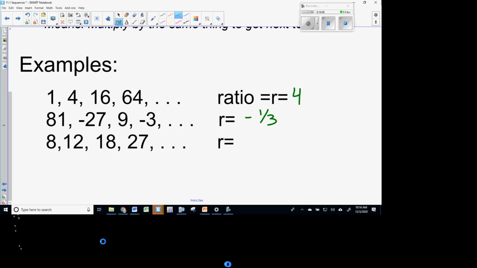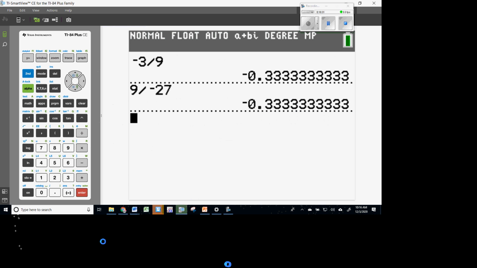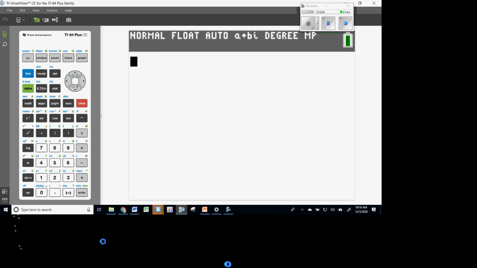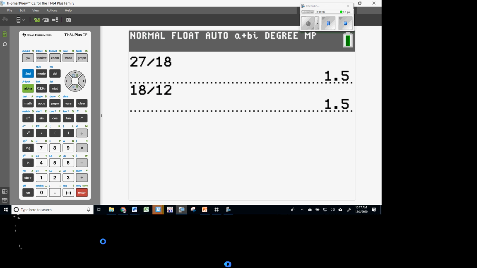What about multiply? Well, to look at that, let's go to our calculator. And as we look at that, I have 27 divided by 18. Now through the next two terms. 18 divided by 12. 12 divided by 8. So you can see what is our r? 1.5.